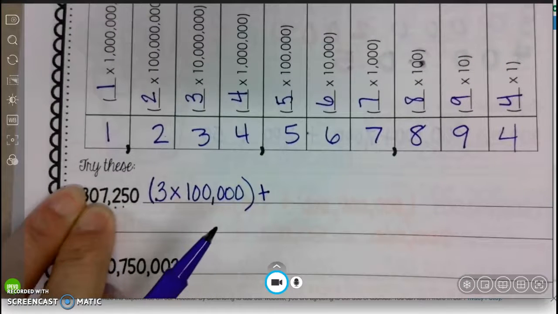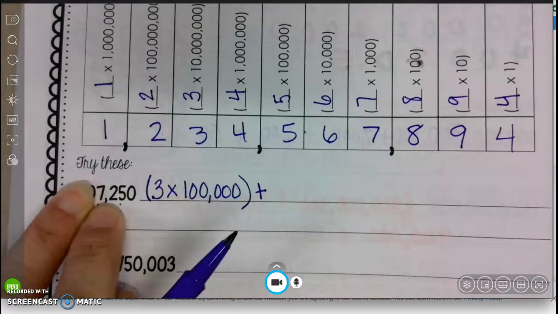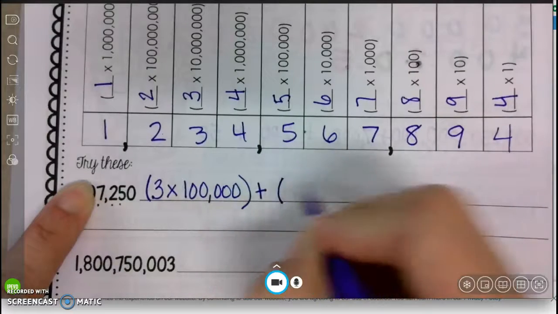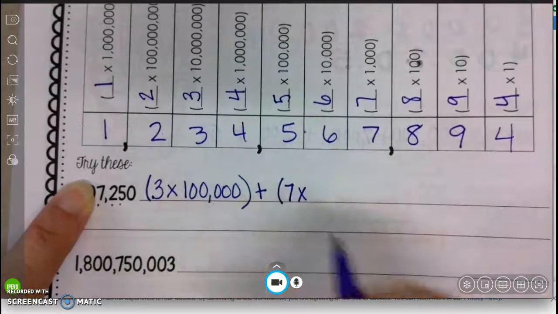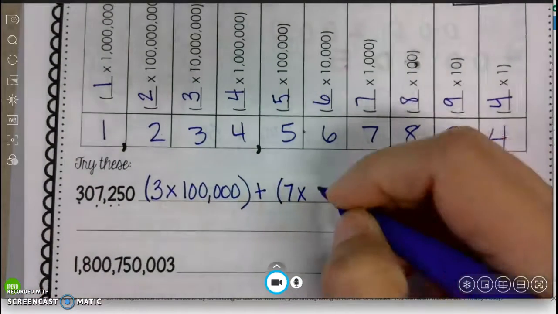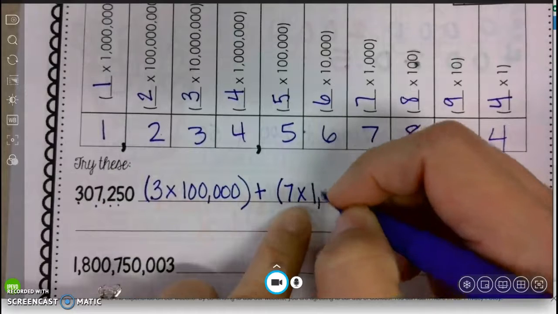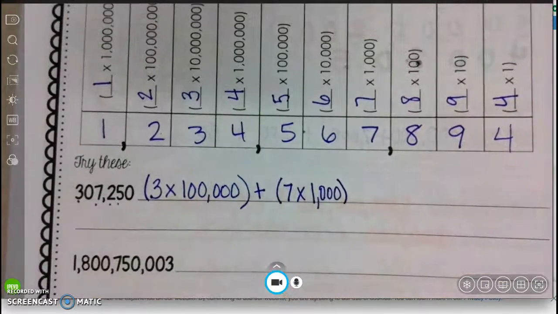I don't have to do anything for the 0, so I'm going to skip over to the 7. And what place value position is that 7 in? It's in the thousands place. So I'm going to make a set of parentheses for the 7. I'm going to write down 7 times, and you're going to multiply it times the place value that it's in. What place is the 7 in? So I'm going to do 7 times 1,000. Very good. Then you're going to close your parentheses.